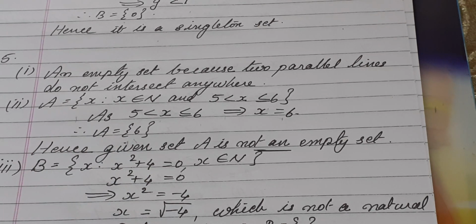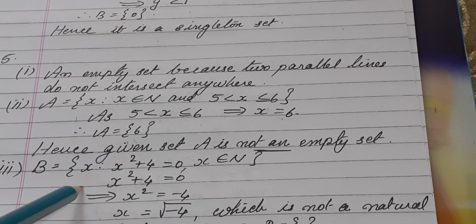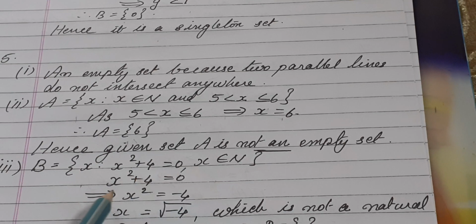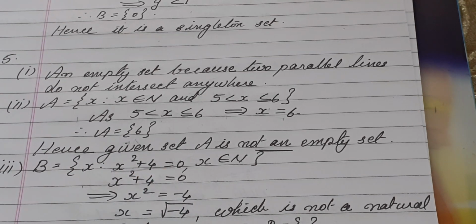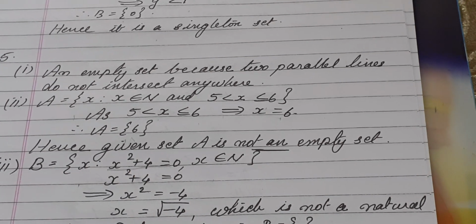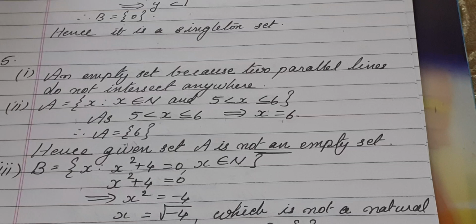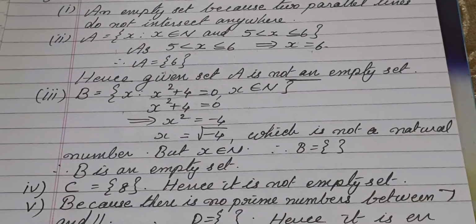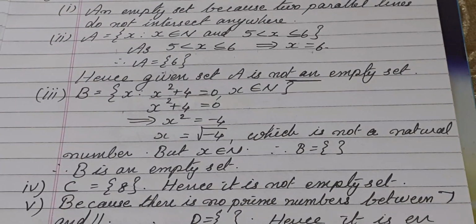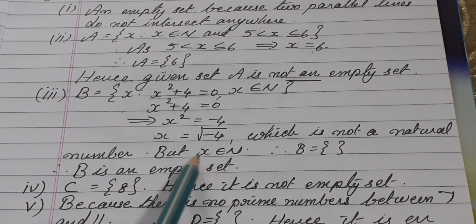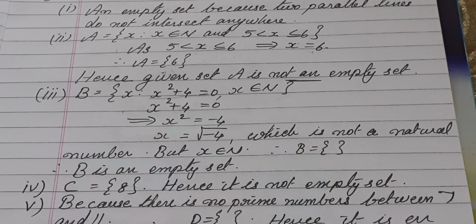Now the next one, B is equal to the set of all x such that x² + 4 = 0, x belongs to N. Here the condition is x² + 4 = 0. So x² is equal to -4. x is equal to root of -4, which is not a natural number. We know that is not a natural number. So what we can say, there is no element. So B is an empty set.